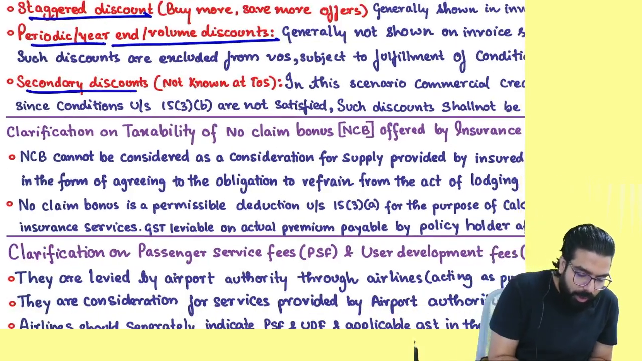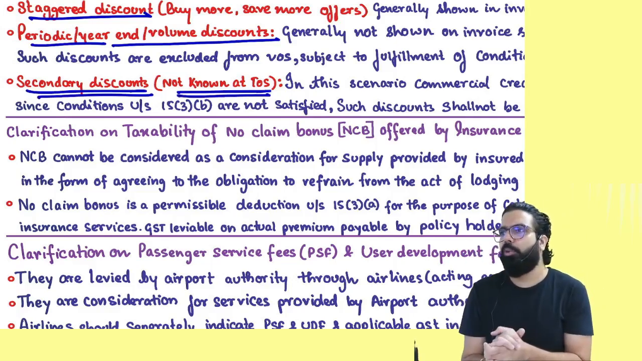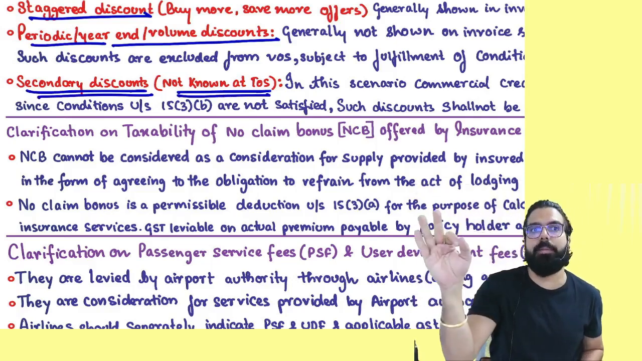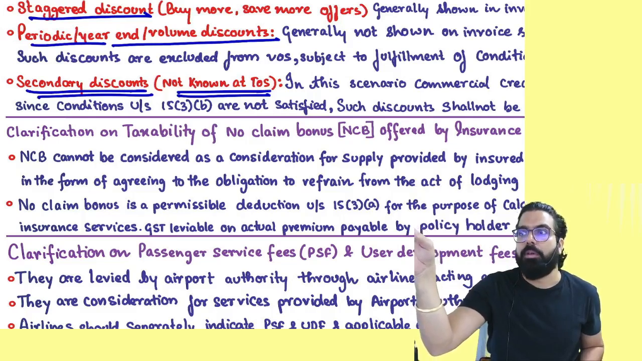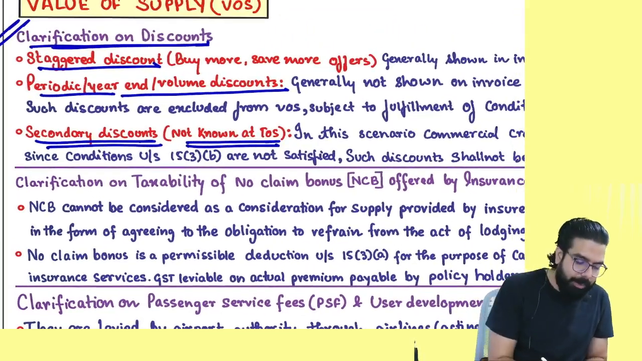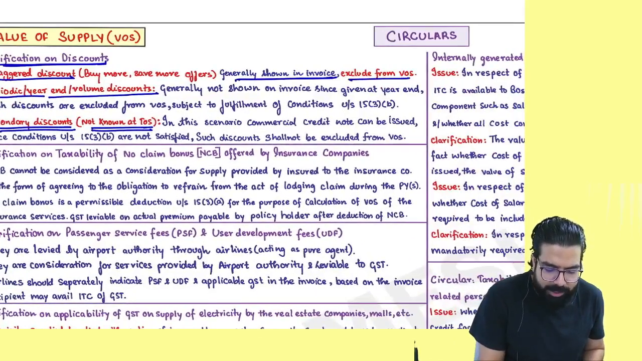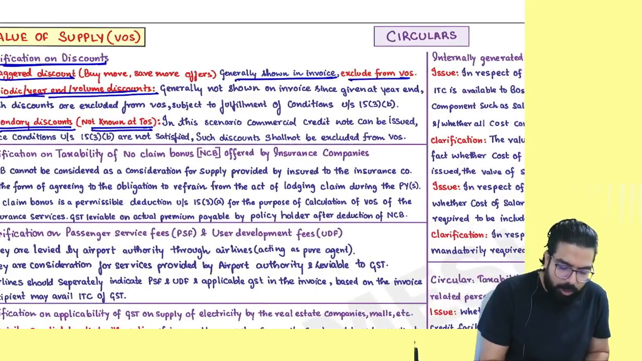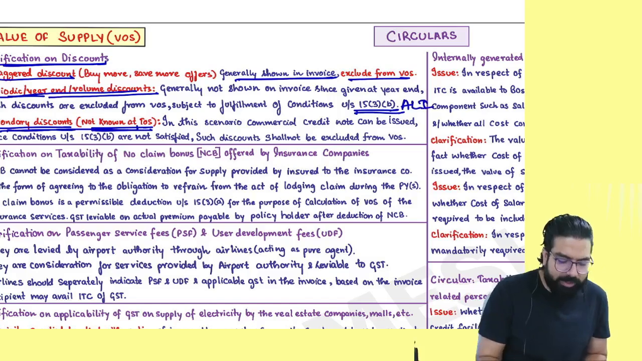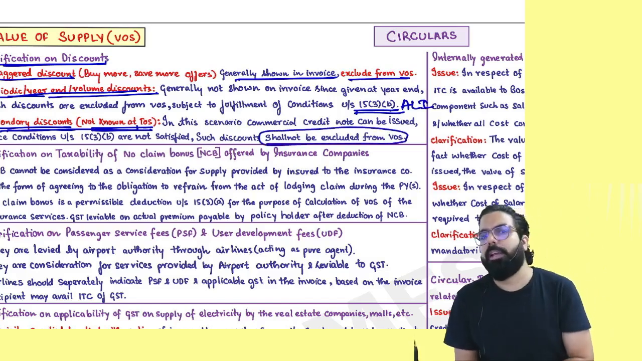Let's go ahead. Secondary discount is not known at the time of supply. I supplied you some goods, and later, because you could not sell the goods, I gave you some discount. Always remember that this discount is not to be excluded from your value of supply. There are three discounts. Staggered discount is generally shown in the invoice and is to be excluded. Year-end discount will be excluded only when the 15(3)(b) condition is met. And the last one is secondary discount, which shall not be excluded. Is my point clear to all?